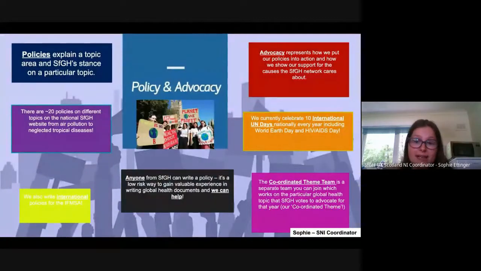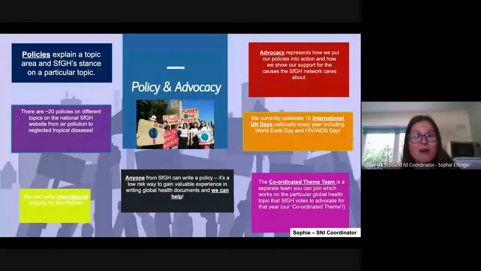Anyone can write and propose a policy. It's a really great way to gain valuable experience in writing global health documents, and they are voted in our General Assemblies, and when they're adopted, they're valid for 3 years. Advocacy represents how we put our policies into action and how we show our support for the causes the Students for Global Health Network cares about.